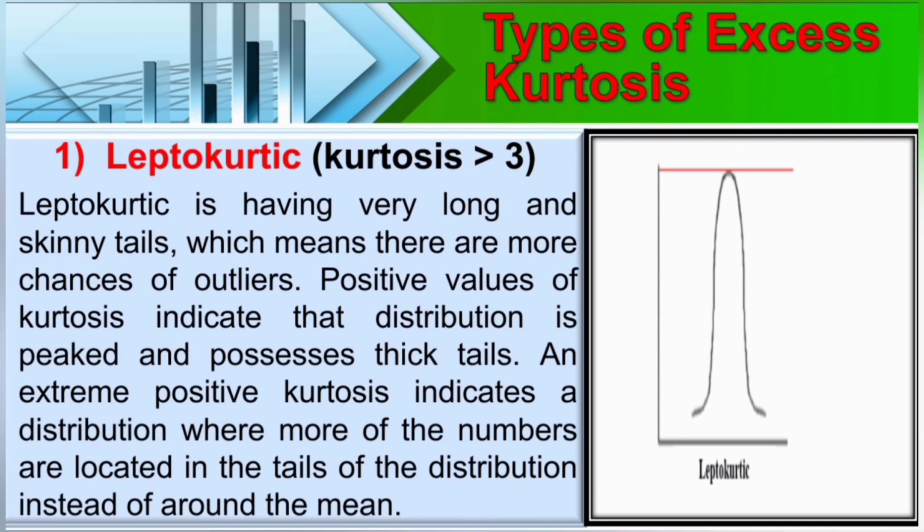Types of excess kurtosis. Number 1: Leptokurtic, where the kurtosis is greater than 3. Leptokurtic has very long and skinny tails, which means there are more chances of outliers. Positive values of kurtosis indicate that the distribution is peaked and possesses thick tails. An extreme positive kurtosis indicates a distribution where more of the numbers are located in the tails of the distribution instead of around the mean.